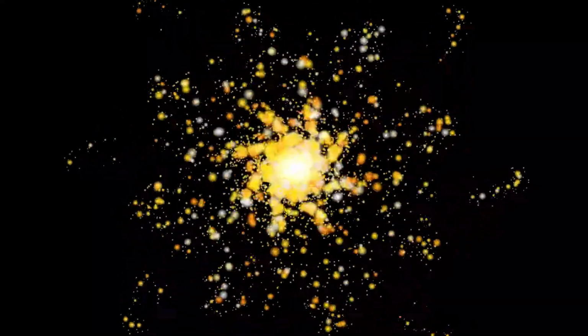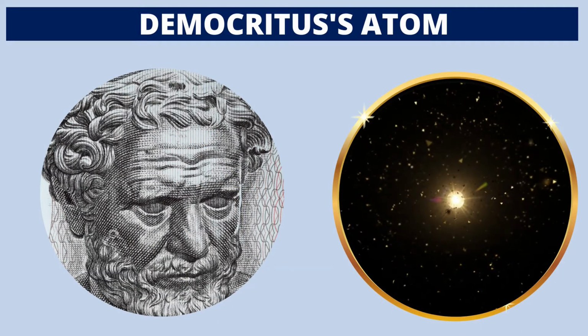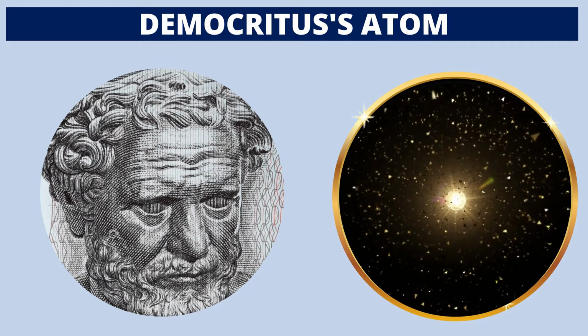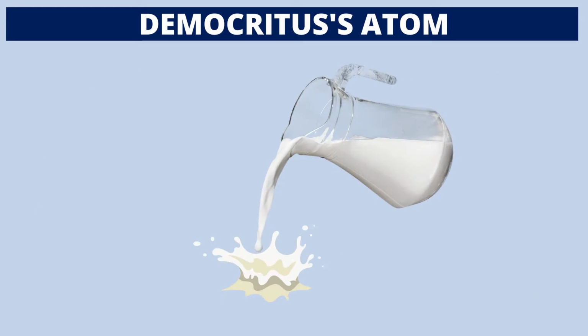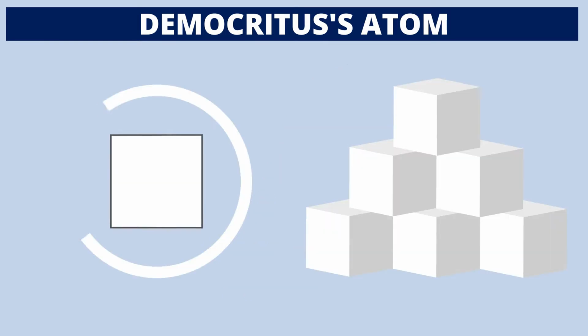current form of the atom. The evolution of the atomic theory or model started from 400 BC, when Democritus proposed that matter consists of invisible and indivisible solid spheres called atoms. For example, milk is composed of milky atoms, and solids are made of solid-like atoms.